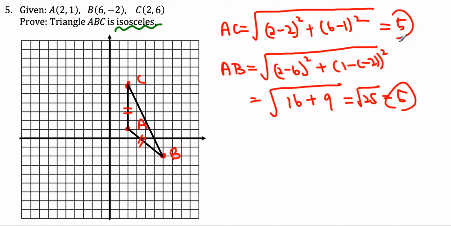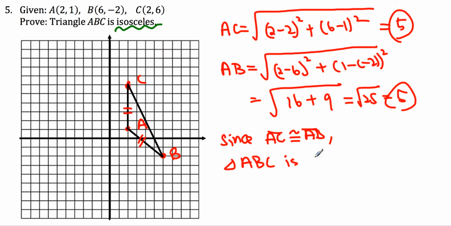And notice that these two sides are equal. So we can say since AC is congruent to AB, triangle ABC is isosceles.